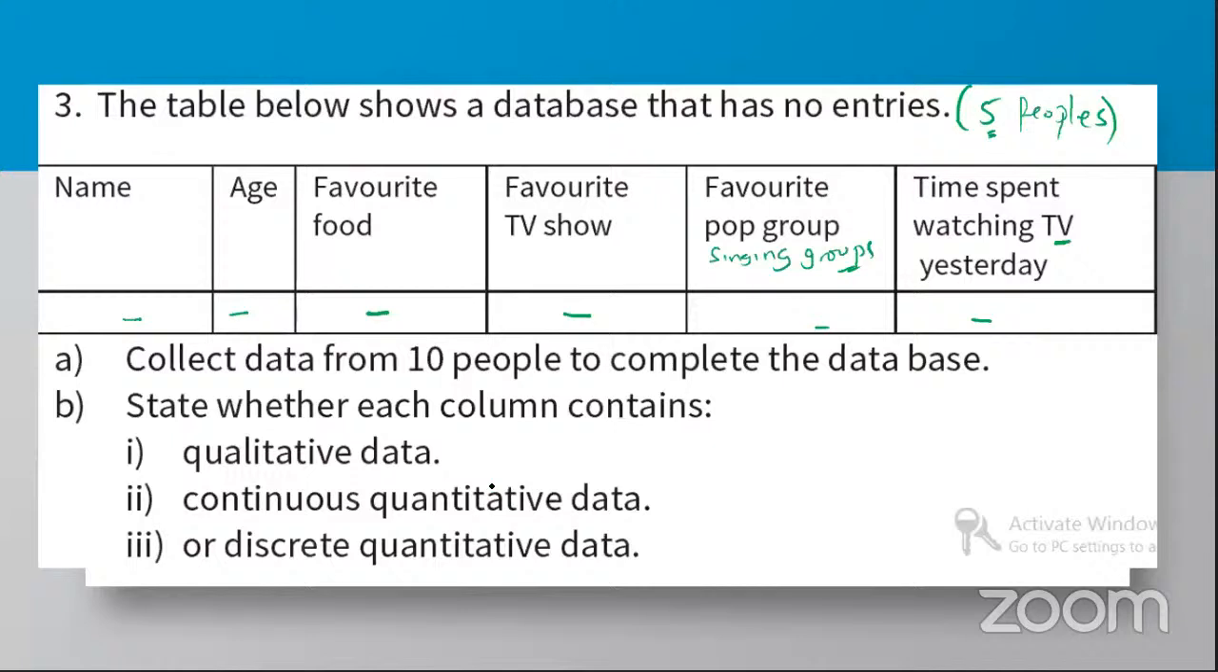Now, as you're putting them, you specify which type of data that is, whether it is quantitative, continuous, or discrete, or qualitative type of data. So you're going to come up with this table here, and the minimum is 5 members of the family at home. But if you're 10, you can put 10. If you're 20, you can also put 20. But the minimum should be 5 people.